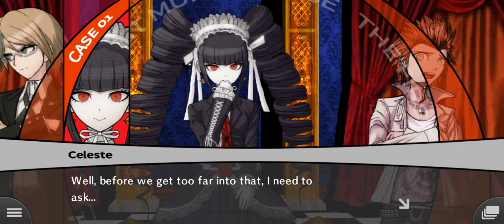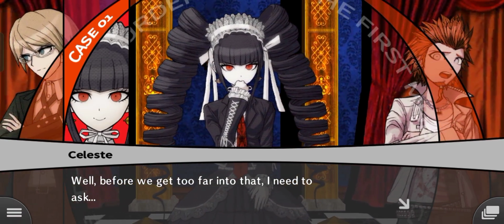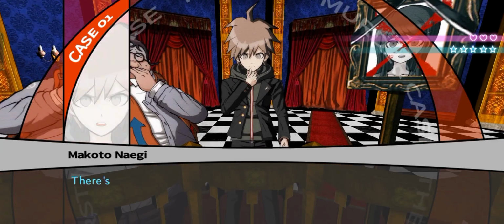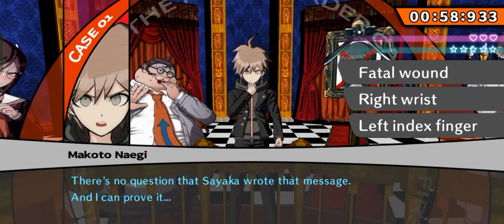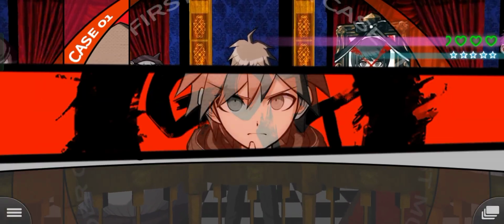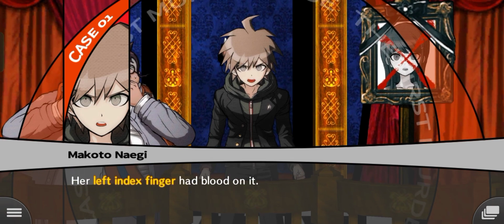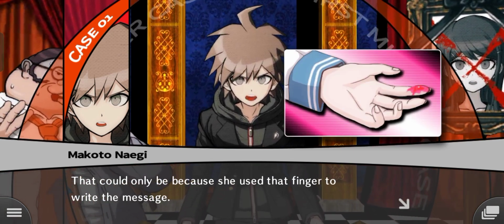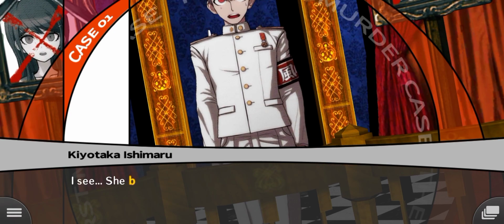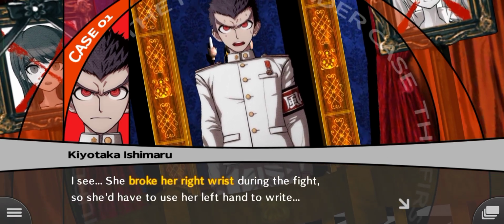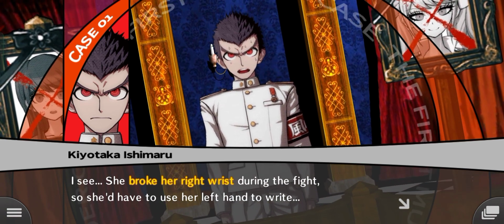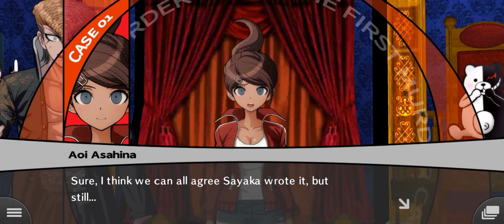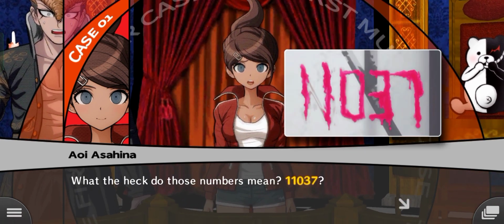Well, before we get too far into that, I need to ask, can we really be sure that Sayaka is the one who wrote it? I got it! Her left index finger had blood on it. That could only be because she used that finger to write the message. I see. She broke her right wrist during the fight, so she'd have to use her left hand to write. Sure. I think we can all agree Sayaka wrote it. But still, what the heck do those numbers mean?